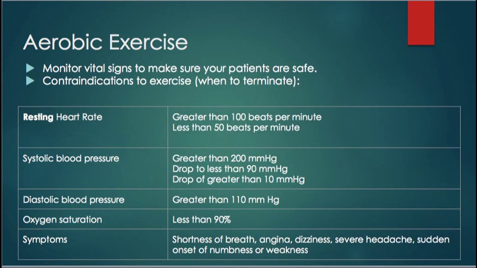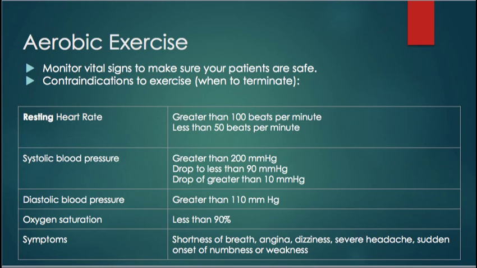When you're exercising with any patient, and particularly a patient with stroke, you do want to make sure that you're monitoring vital signs to make sure that they're safe. The table below describes some contraindications to exercise. This means that if any of these things are true, exercise should be terminated immediately. This includes a resting heart rate of more than 100 beats per minute or less than 50 beats per minute. Resting indicates when the patient is sitting still and not performing any activity.